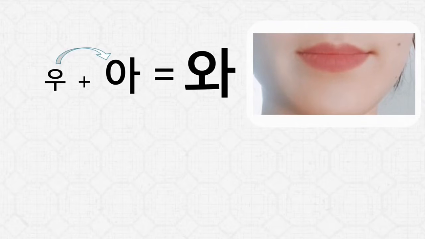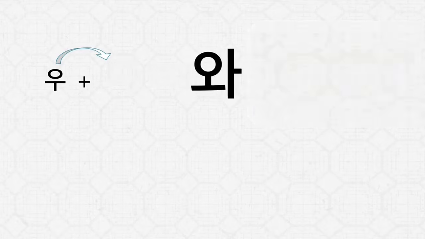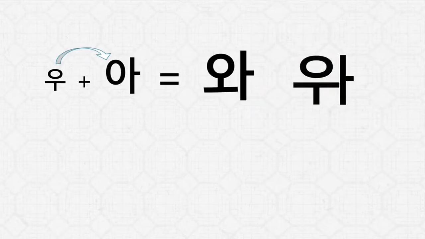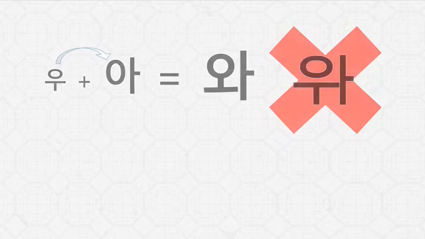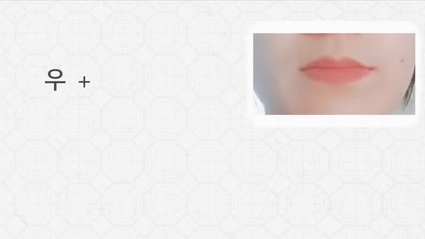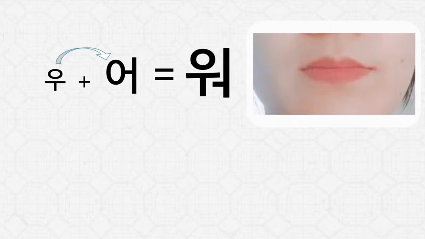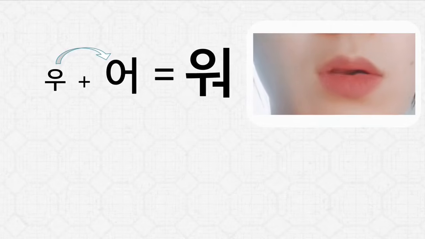I want to point out something important before we move on. When U and A are combined, it makes wa sound. But we don't write it like this. Korean vowels never combine in this way. Please remember this. If you combine U with A, it becomes wo. 워, 워.